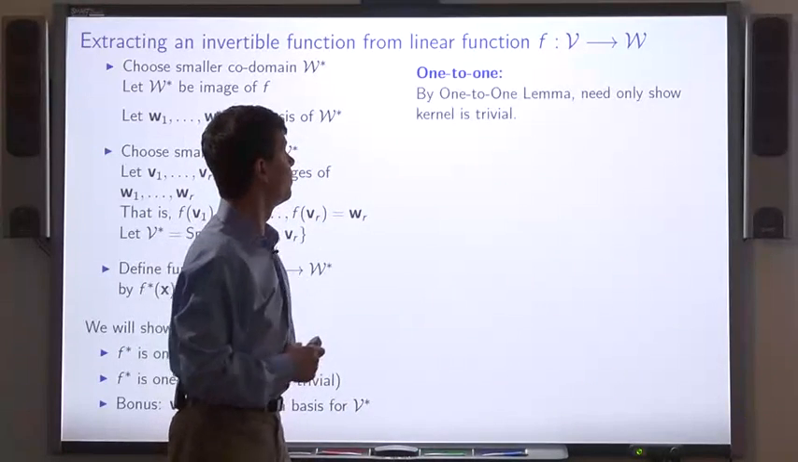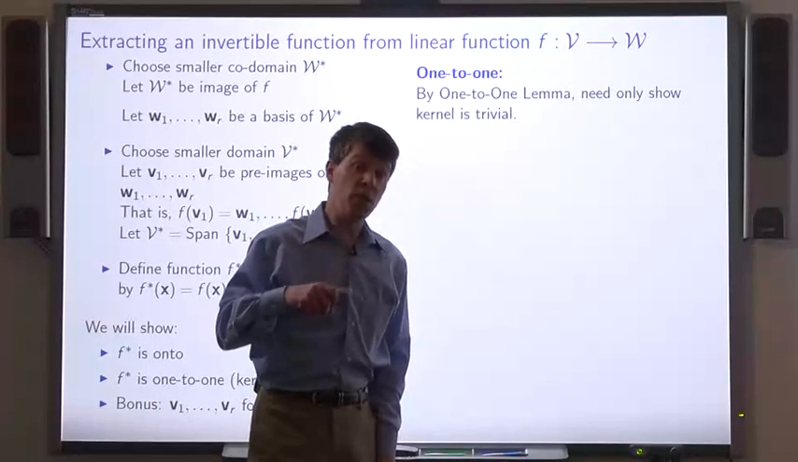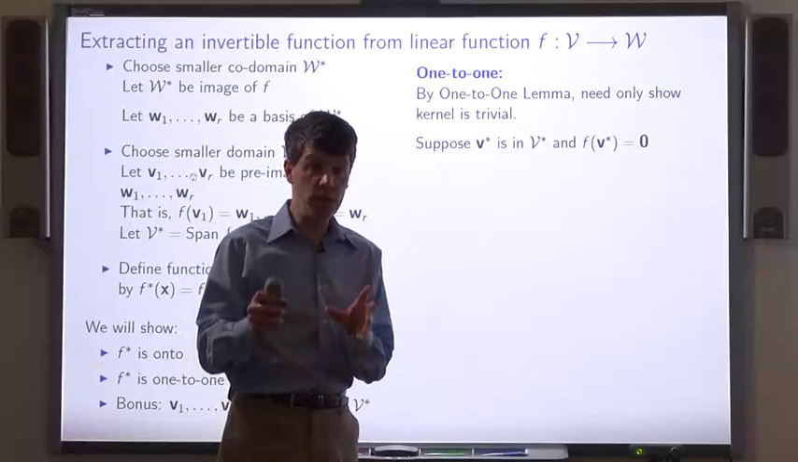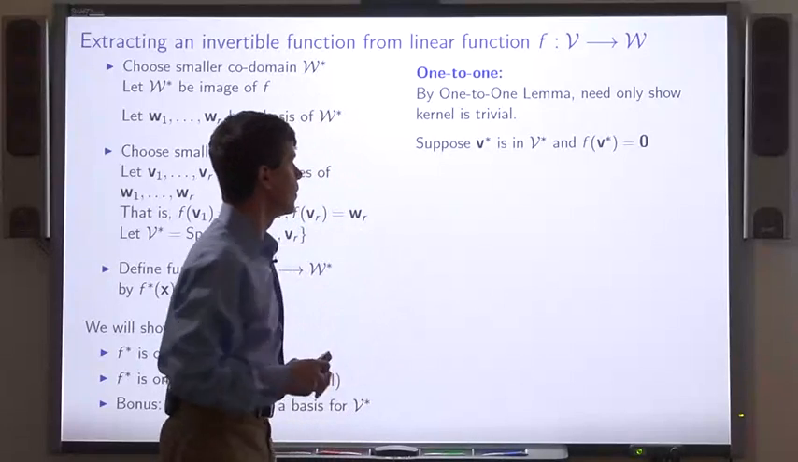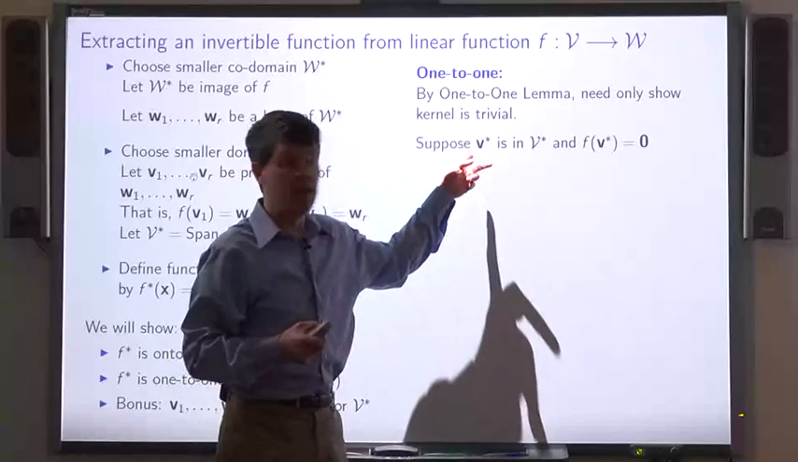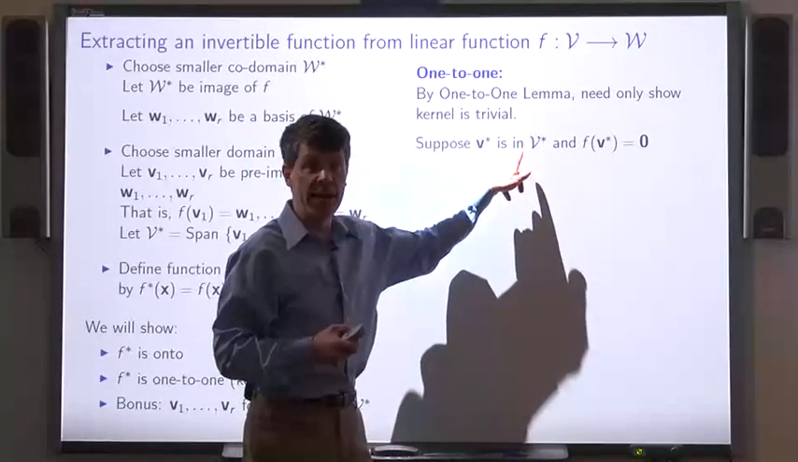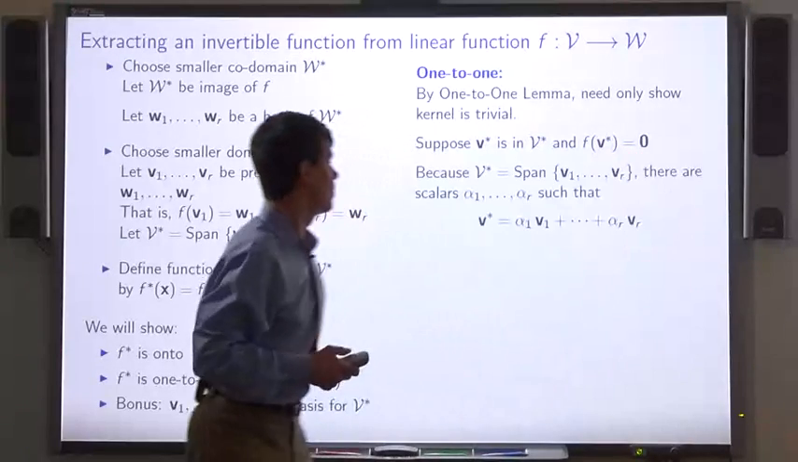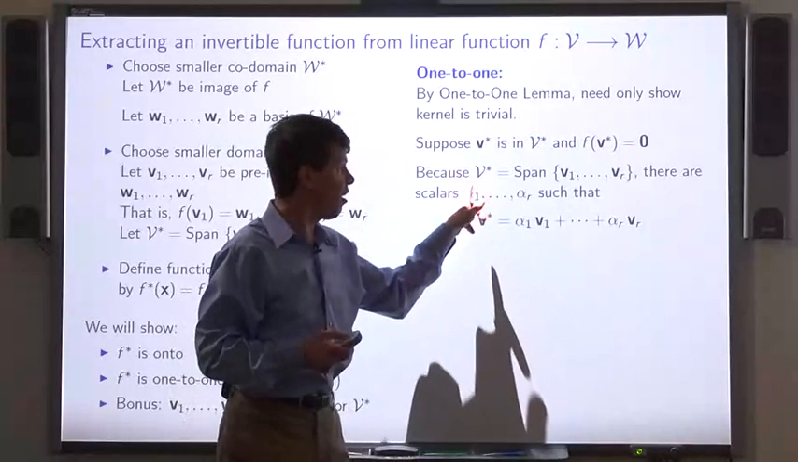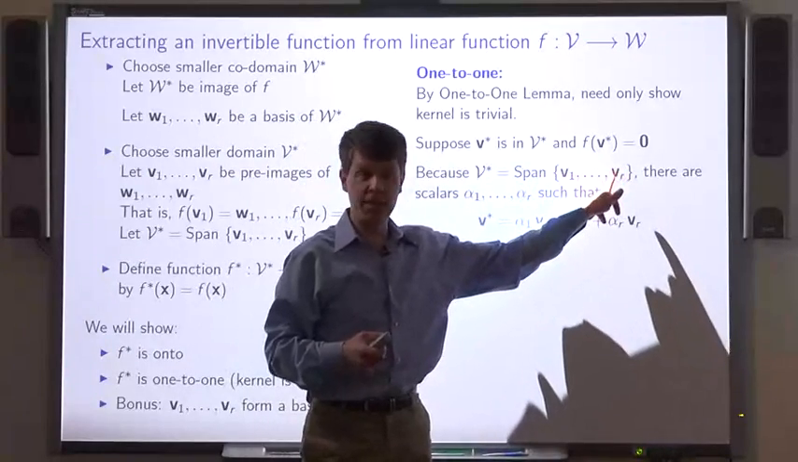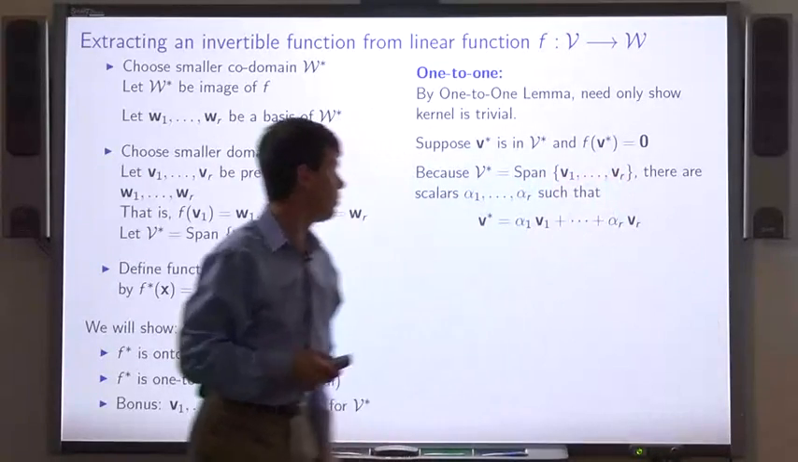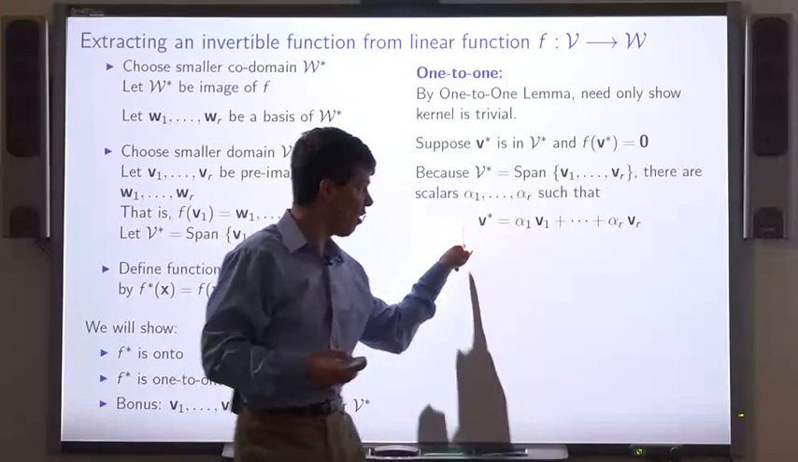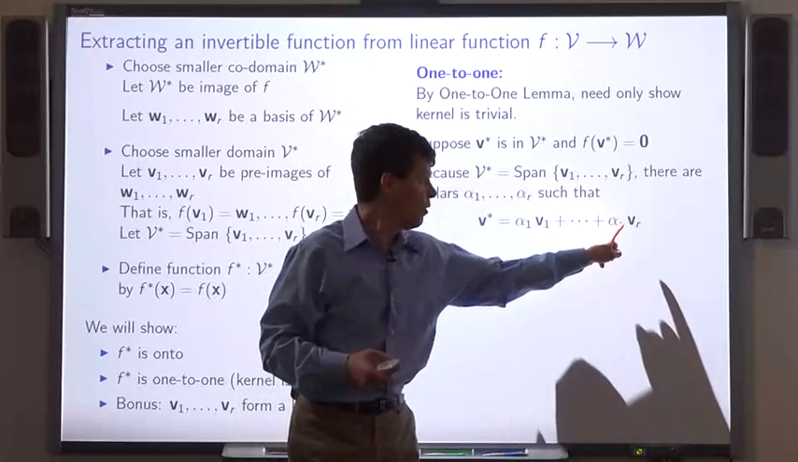Now let's show one-to-one. By the one-to-one lemma, all we need to do is show that the kernel is trivial. That is, that it consists only of the zero vector. Well, suppose little v star is in big V star, and the image of little v star is the zero vector. Because V star is the span of elements v1 through vr, there must be coefficients alpha 1 through alpha r such that we can express little v star in terms of v1 through vr.